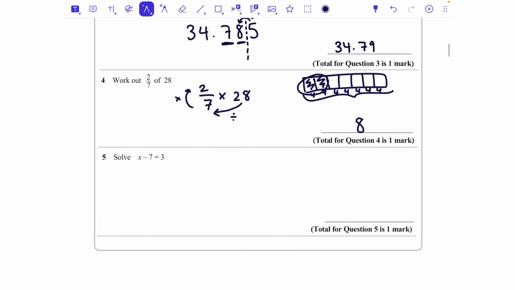Question number 5, if we are solving an equation, I like to put a dotted line where the equals is. What we do to one side, we're going to do to the other. I would just like to know what x is, so I want to get that x on its own. In order to get x on its own, I need to add 7, because adding 7 is the inverse of subtracting 7. But if I add 7 on one side, I also need to add 7 on this side. So x equals 10 is my answer there.